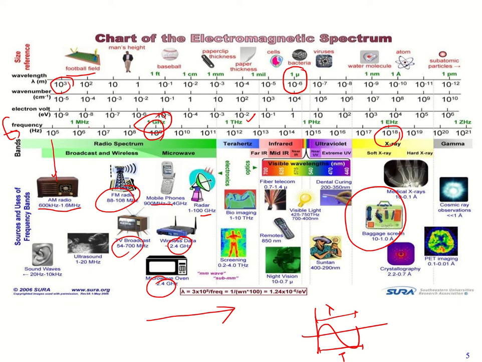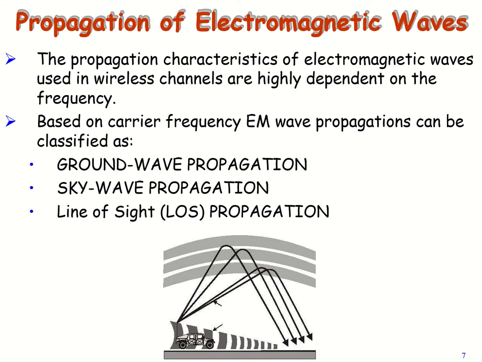So there are different frequencies. Now, how do these different frequency electromagnetic waves, radio waves, propagate for the transfer of information? This is the topic of the propagation of electromagnetic waves. There are three different kinds of propagation: ground wave propagation, sky wave propagation, and line of sight propagation. We are going to see each one separately.